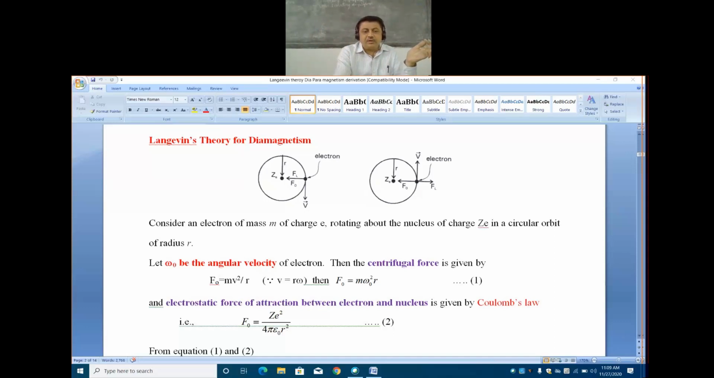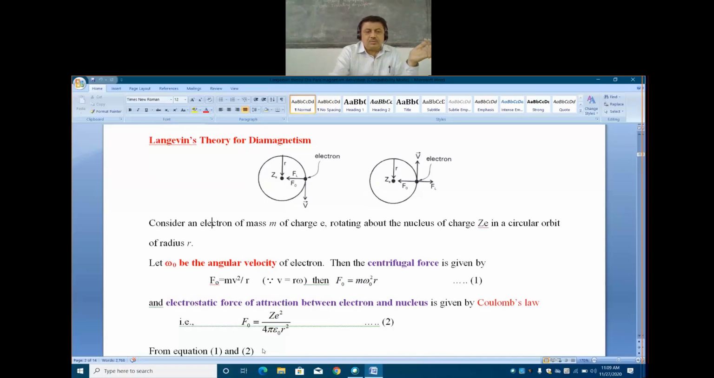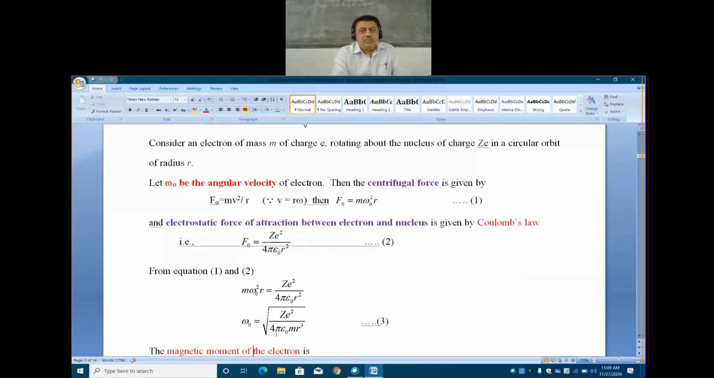If you compare equation 1 and 2, F naught is m omega naught square r, and this is equal to Ze square by 4 pi epsilon naught r square. So then there will be an equilibrium balance between the centrifugal force and the electrostatic force of attraction. Therefore, the atom will be stable.